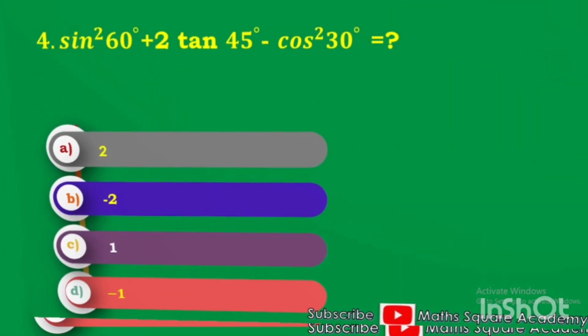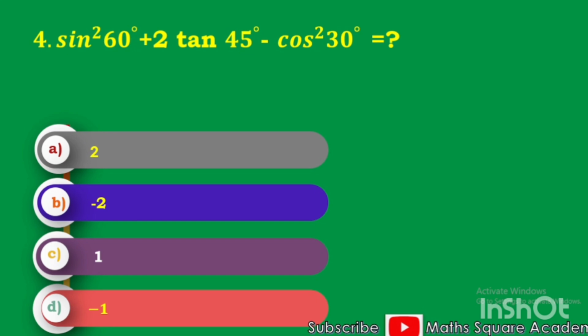Next question, again it is based on trigonometry, but a simple question. We just have to put the values of sin 60, tan 45, cos square 30. For this you should know the trigonometric angles, that is sin 30, cos 60, all these angles you should remember. So how can we do this one?